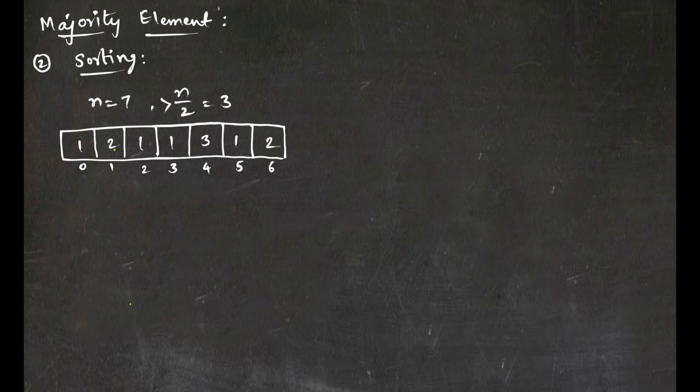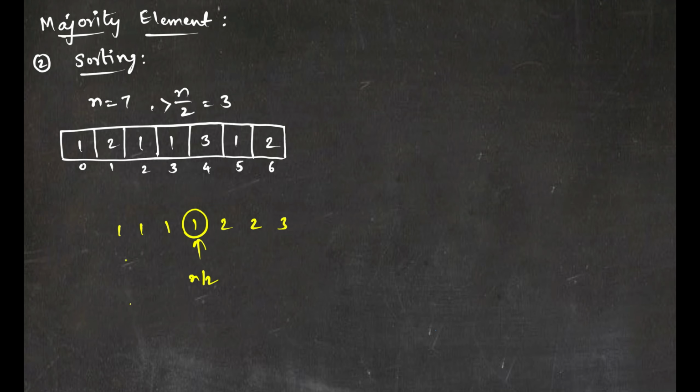Next, the sorting approach. Here we'll sort the entire array by their values, so we'll get 1, 1, 1, 1, 2, 2, 3. After sorting, my majority element exists at the mid index, that is n by 2 index. So this is my answer here.